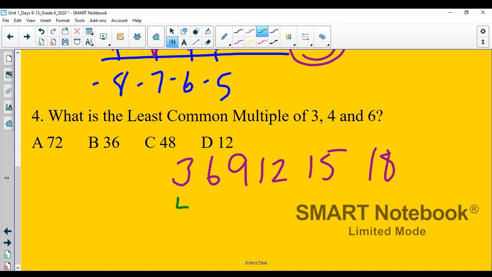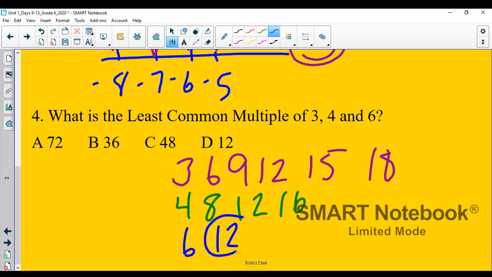Multiples of 4: 4, 8, 12, 16. Multiples of 6: 6, 12, and there you go. You're looking for the first number that they have in common, and that's D.